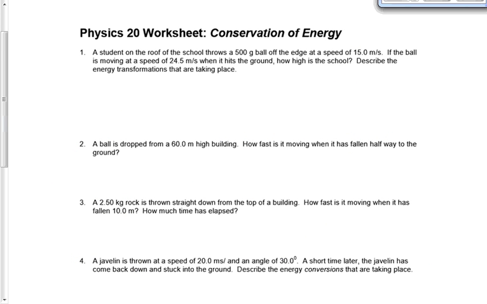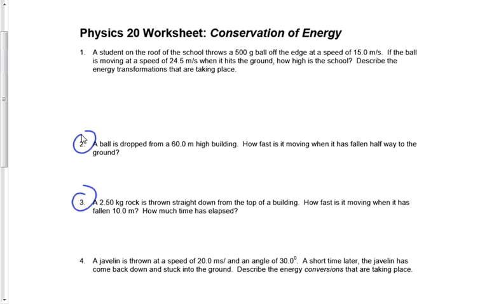All right, guys, we had 3 questions that we were working on just now, 1, 2, and 3. I want to do a couple of them. Which ones do you want to do? 1, 2, 3? 2? 2 and 3. Okay, 2 and 3 it is. Question 2 says a ball is dropped from a 60-meter high building. How fast is it moving when it's fallen halfway to the ground?